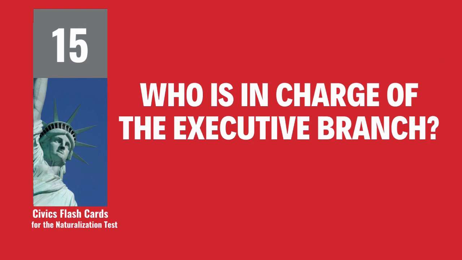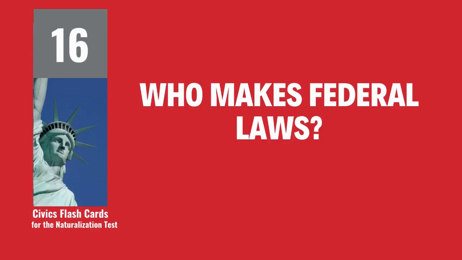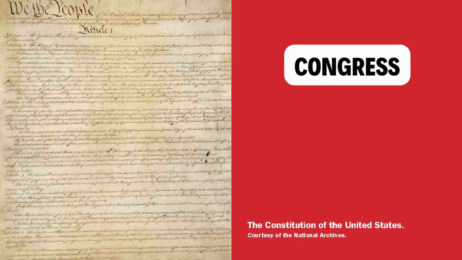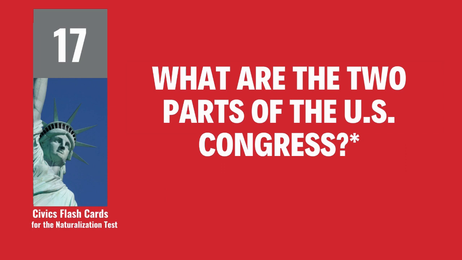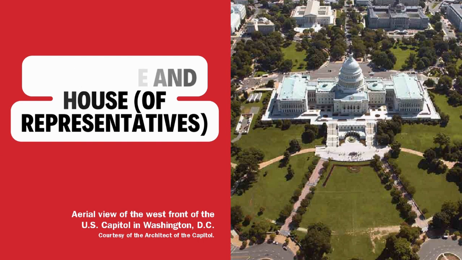Who is in charge of the executive branch? The President. Who makes federal laws? Congress. What are the 2 parts of the U.S. Congress? The Senate and House of Representatives.